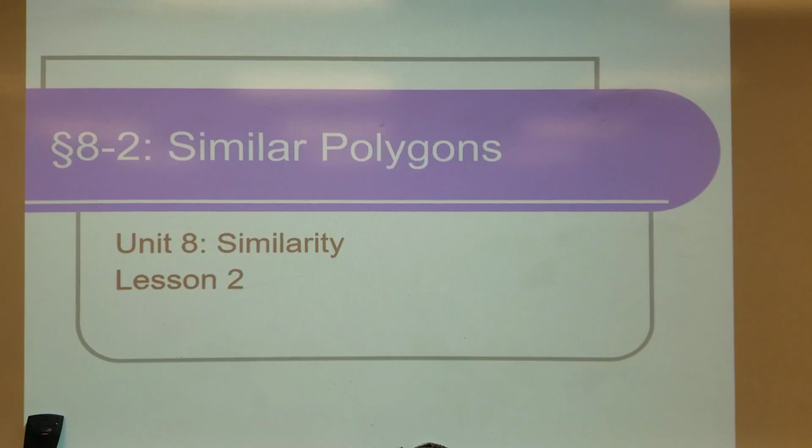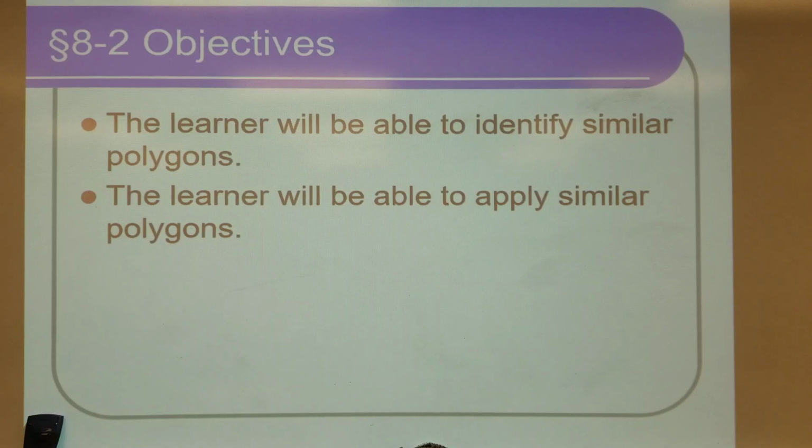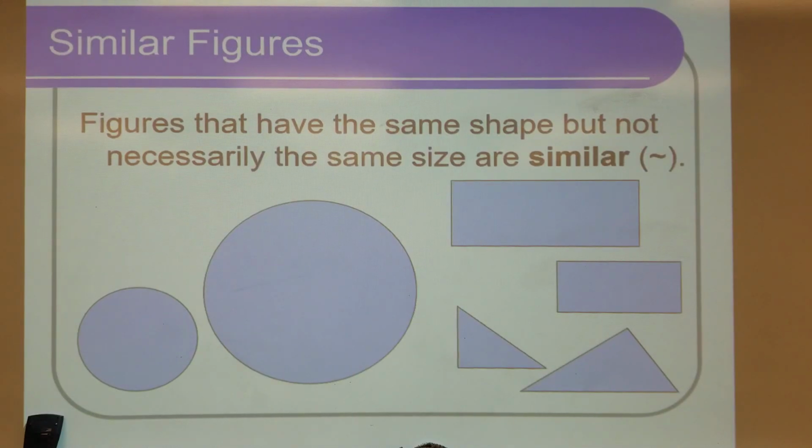We'll begin our exploration into similarity by discussing what makes polygons similar. So our job will be to identify similar polygons and then to apply that concept of similarity to calculate lengths of sides or measures of angles. And in order to do that, we first need to understand what similar figures are.